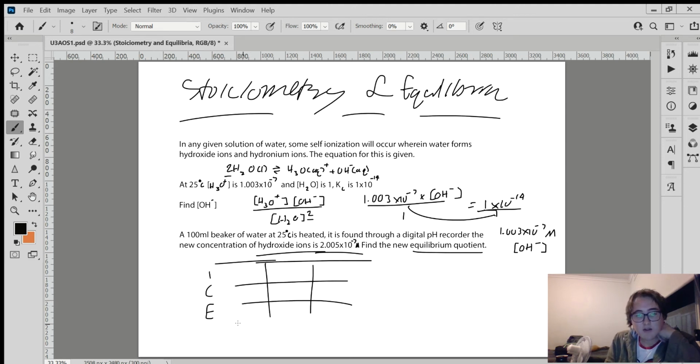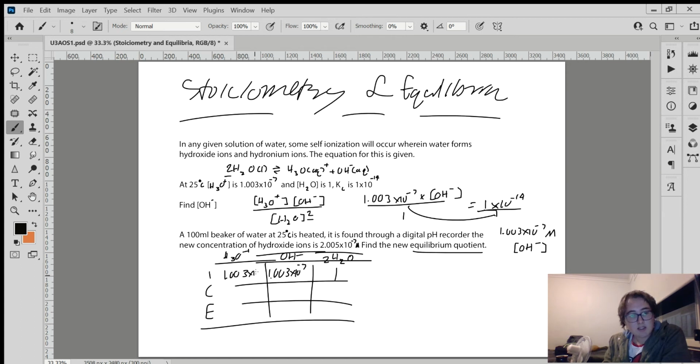There's 3 things we need to worry about. So we can say hydronium, hydroxide, and water. So initial is 1, initial is 1.003 times 10 to the negative 7, and initial is also 1.003 times 10 to the negative 7. The change, hold on just a moment, I got this one wrong, because we first need to convert it all into amounts.